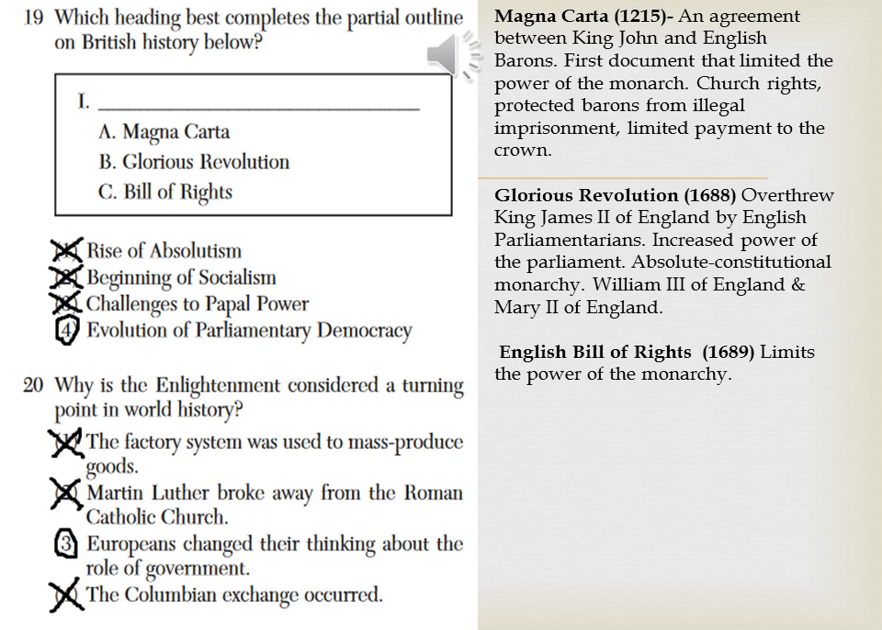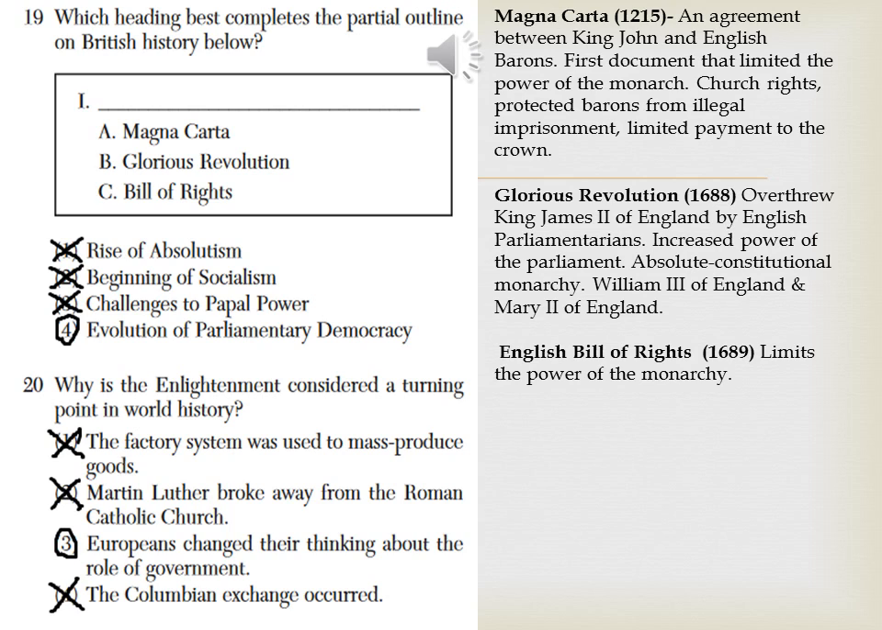So what happened was King John was at war with the English barons, and they forced him to sign this document that limited his power. So although he still had a lot of power, his power was no longer absolute in terms of unlimited control. But make no mistake about it, it was still an absolute monarchy.